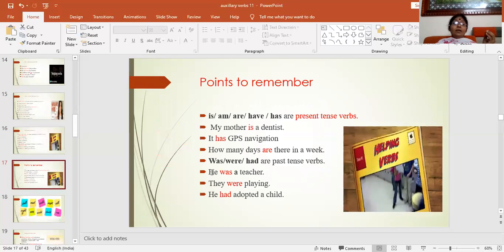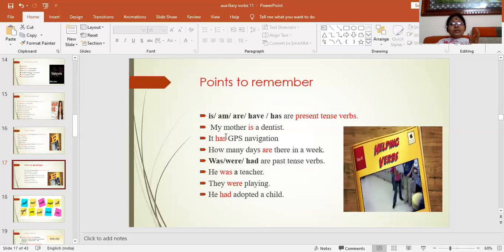Now, you also remember that is, am, are, have, has are present tense verbs. What are they? They are present tense verbs. How can we use them in our sentences? For example, my mother is a dentist. It has GPS navigation, right? How many days are there in a week?